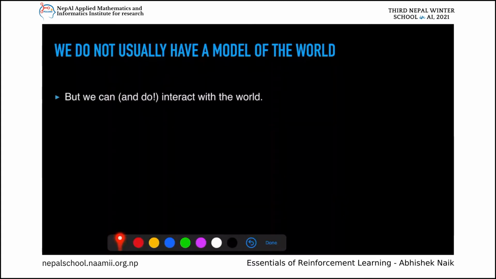We interact with the world. We don't know what's going to happen. We try it, we see what happens, and then maybe we think that if similar things happen in the future, they will have a similar consequence. So we can use that information to build a model in our head.